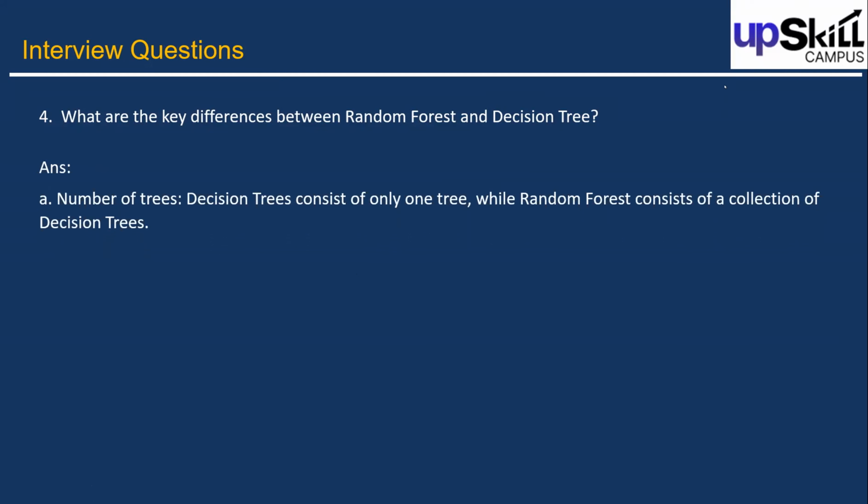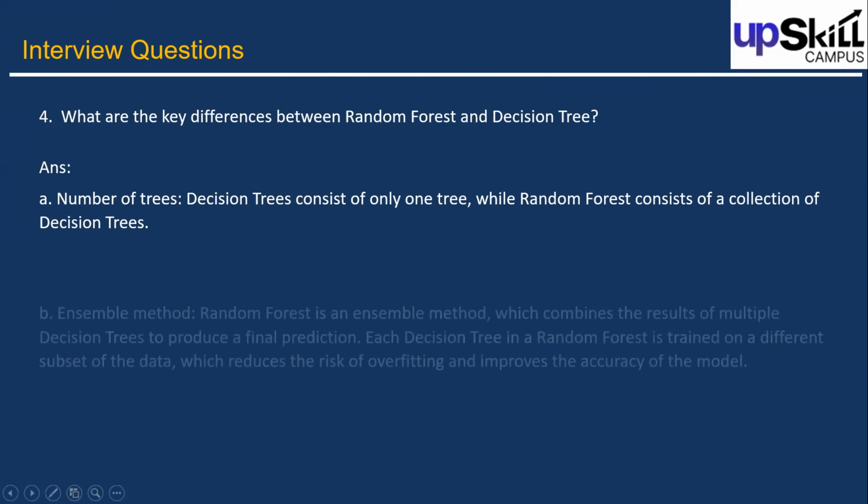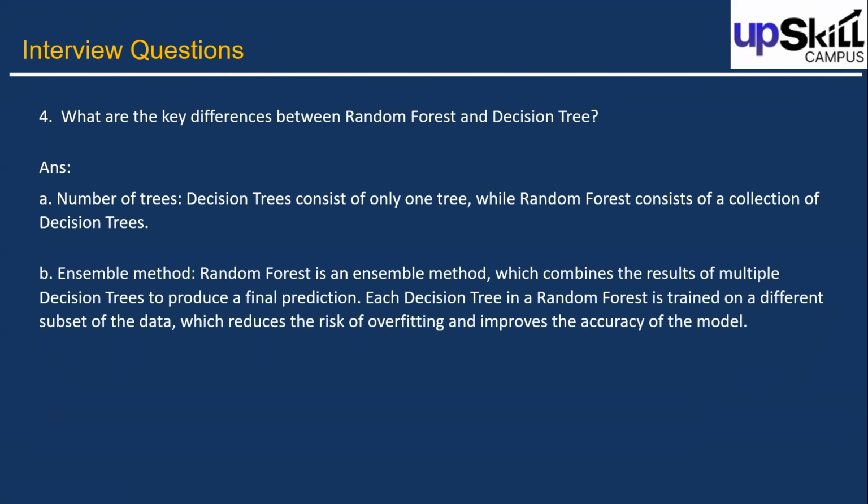Okay, so let's move on to the answers. Number of trees, as many of you said. The number of trees in random forest is more. Decision tree has 1 tree. Ensemble method: random forest is an ensemble method. It uses the bagging approach, right? Each tree in random forest is trained on a different subset of data. So that reduces the risk of overfitting and improves the accuracy of the model. You have to frame your answers like this because you will get follow-up questions.